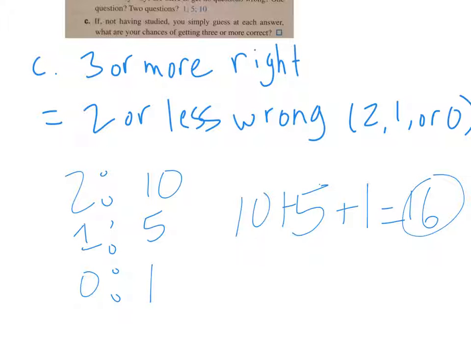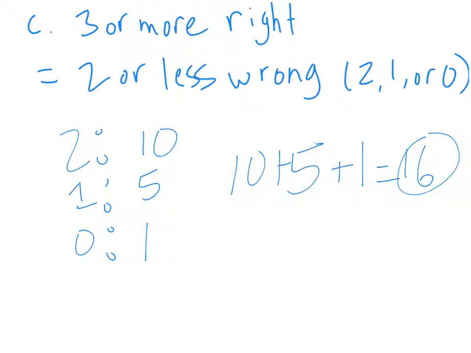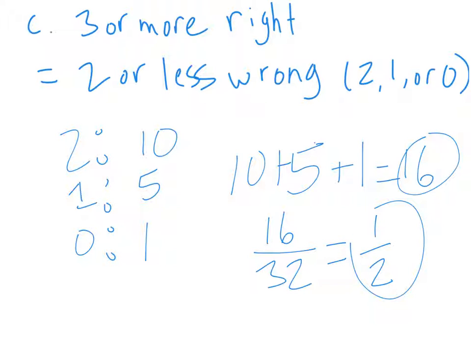So they're asking about our chances here, right? If not having studied, you simply guess. What are your chances of getting 3 or more correct? This is a probability question, actually. So it would be 16. There's 16 ways you could get 2 or less wrong out of the total number of options. And what do we have? 2 to the 5th, which is 32. So 16 out of 32 chance, which, by the way, reduces to 1/2. So you have a 50% chance, just guessing, to get 3 or more correct, right? 3 or more right, which isn't bad in this case.